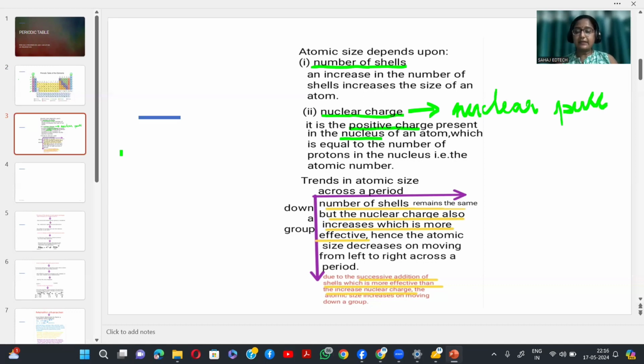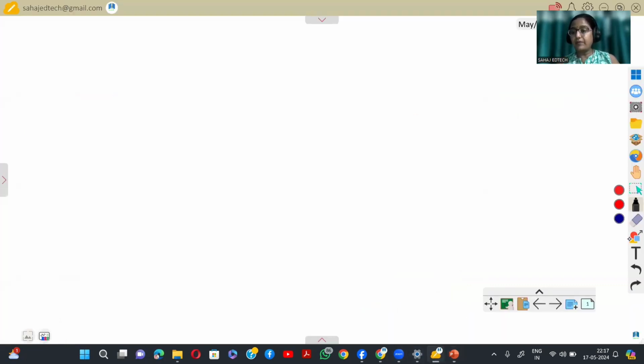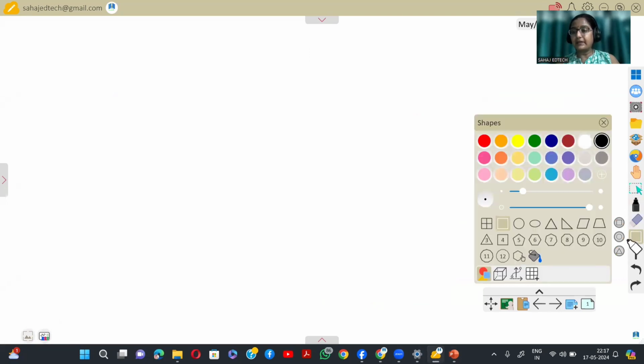Then you see, what is the trend in atomic size? Now, when we move from left to right across a period, what happens? The number of shells remains the same. But what happens? The atomic number also increases, right? So the number of protons also increases. So the nuclear pull increases. So due to the increased nuclear pull, what happens? The atomic size goes on decreasing as we move from left to right across the periodic table.